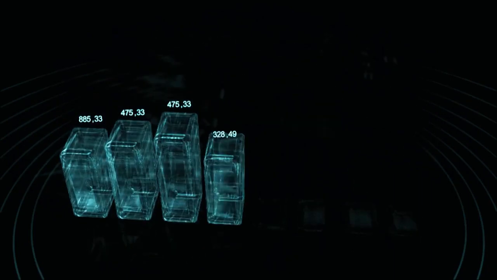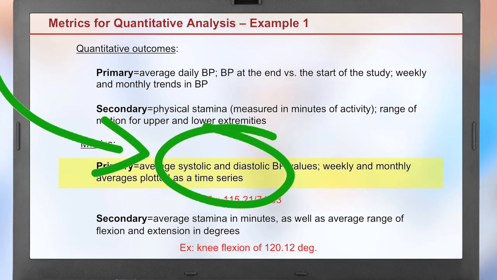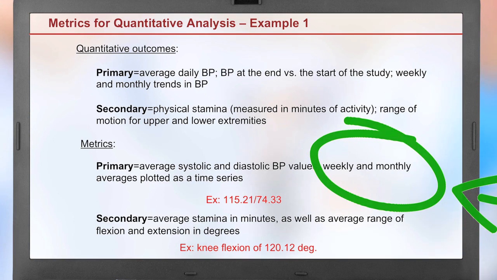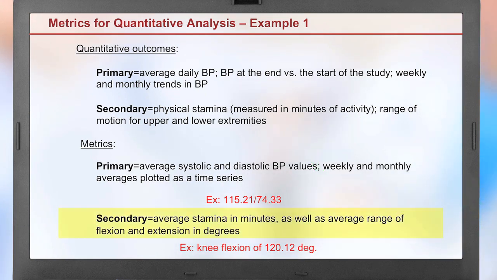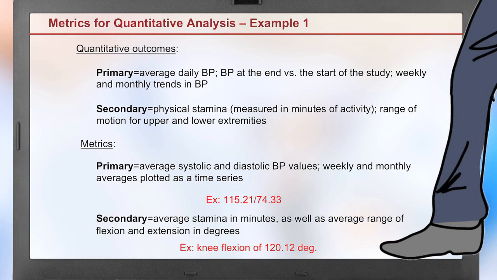Now let's consider metrics for our first clinical question. Our primary outcome will be average daily, weekly, and monthly blood pressure. Our secondary outcome will be patient's physical stamina and range of motion. For our primary outcome, we will analyze the continuous variables of average systolic and diastolic blood pressure. We could also graph weekly and monthly averages as a time series. For our secondary outcome, we could analyze the continuous variables of average stamina in minutes and range of motion in degrees.